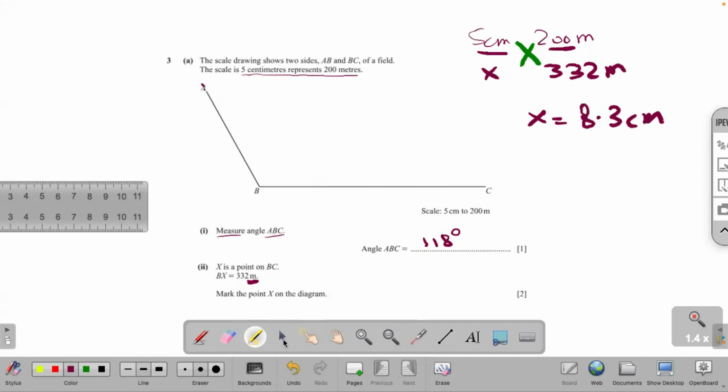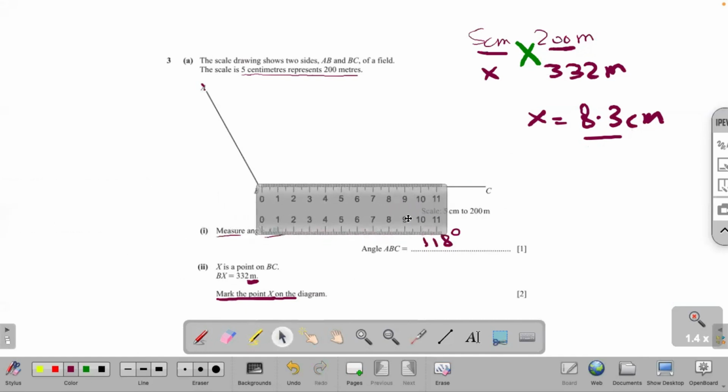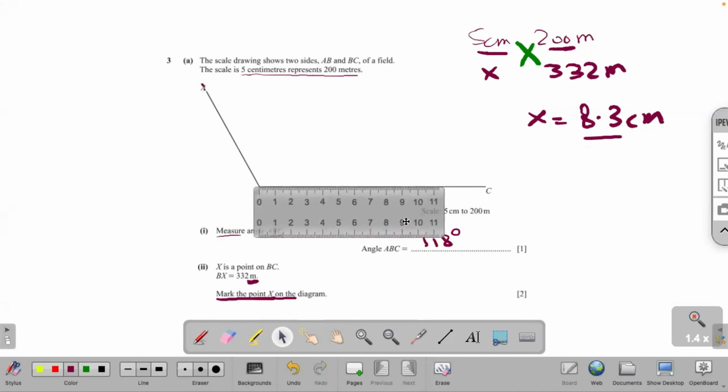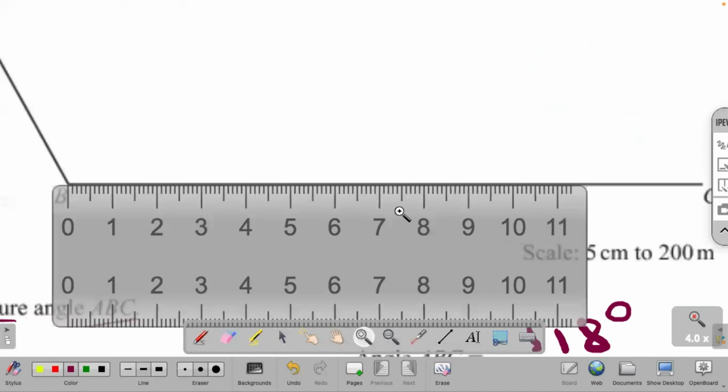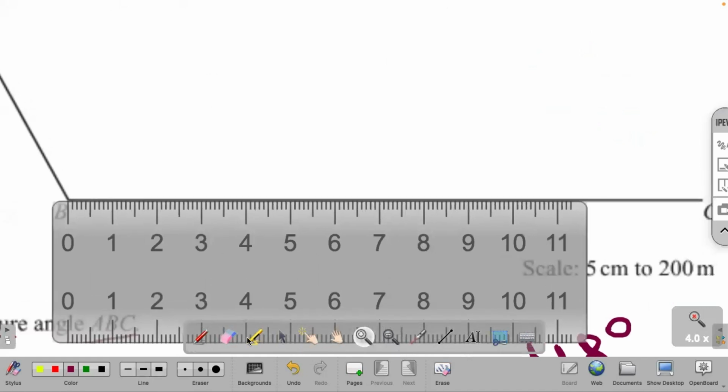So we're going to need a ruler, because we are supposed to mark the point X on the diagram. X can be anywhere, like possible positions of X on the line. We're supposed to mark the correct position, and that we can only do using the length of BX. So the distance from point B should be 8.3 centimeters. So I'm going to place the ruler. On B, the 0 point should be on B exactly, accurately. Once I have that sorted, I can zoom in here and mark 8.3 as the point where X should be.